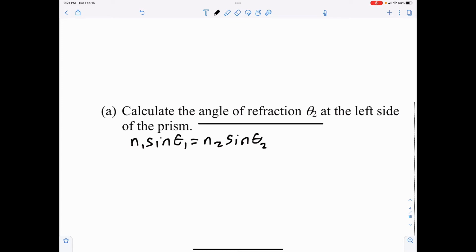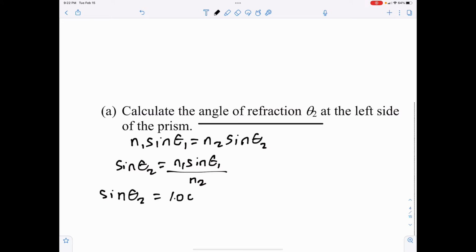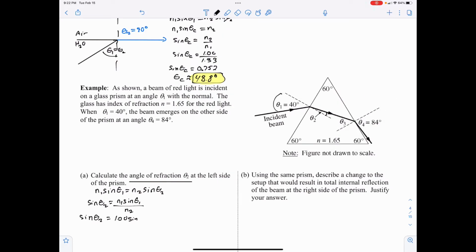Now to solve for theta 2, you have to solve for sine of theta 2. So the sine of theta 2 would be N1 sine theta 1 divided by N2. We have to divide both sides by the index of refraction. What I like to do is plug in for these numbers here. So N1 is 1.0, it's air, times the sine of 40 degrees divided by N2, which I think was 1.65 in the glass prism.